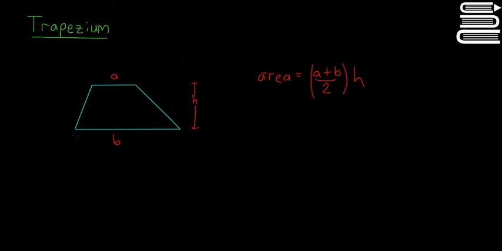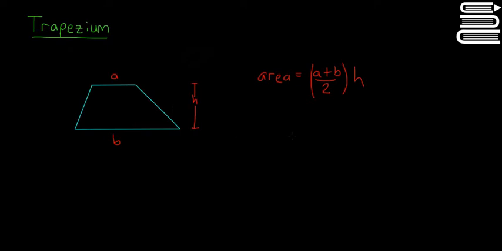Okay, so a trapezium is a shape like this, where two of the lines are parallel, so A and B here, they're parallel. So this one has length A, this one has length B, and we know the height of it. We can find the area of a shape like this. It's just A plus B, so the top and the bottom, divided by 2, and then multiply all of that by H, which is the height.